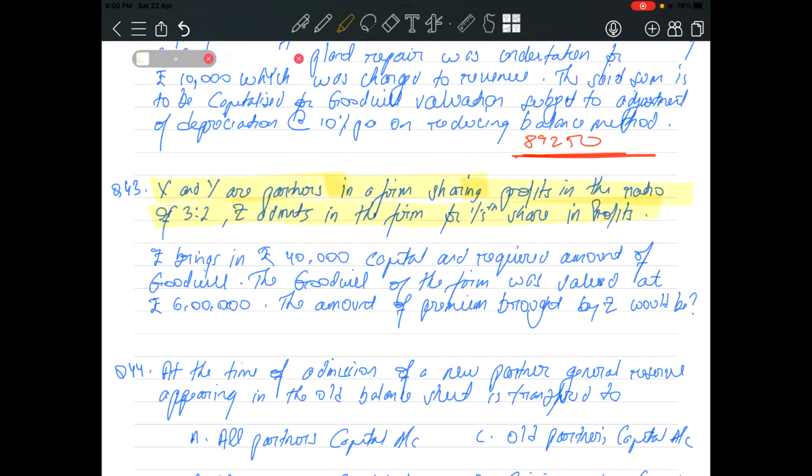1/5 share in profit. Z brings in rupees 40,000 capital and required amount of goodwill. We know that when a new partner is admitted, he will bring in his share of capital and goodwill. The capital amount is given, but the goodwill amount is not given.